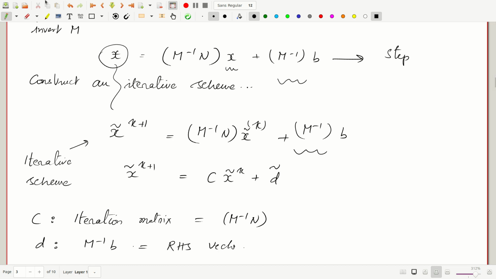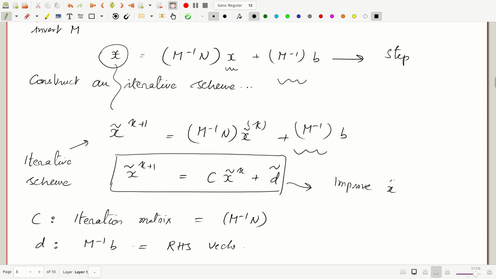Now this is how all your general iterative methods look. They are all based on a guess value, x tilde k plus 1 equals C x tilde k plus d. That means you will try to improve upon the guess x k by multiplying it by C and adding a d vector, and then you get x tilde k plus 1.